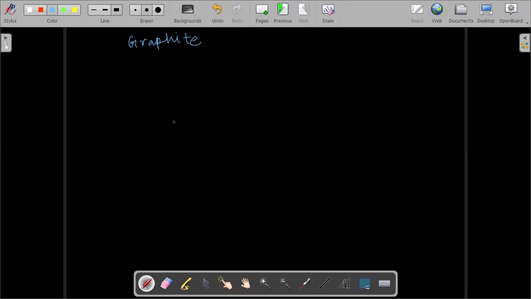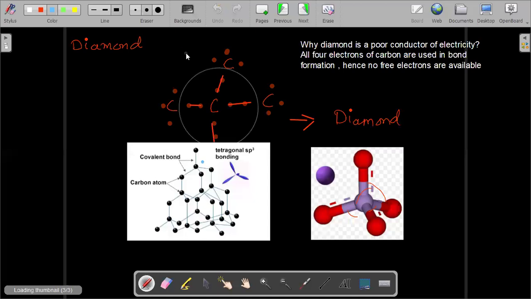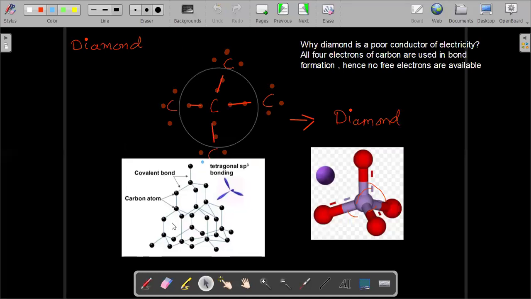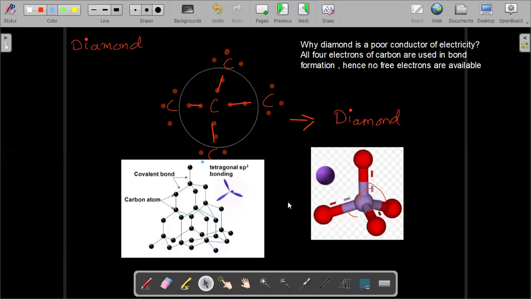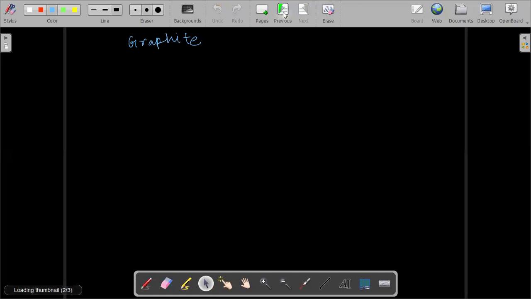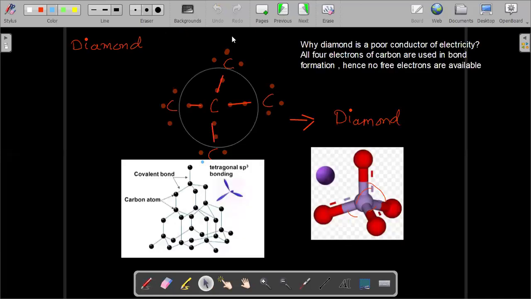Sir, could you show the previous page, sir? Okay. So sir, in which class are we going to get angles between the bonds? Angles between these bonds you will be studying in class 11. Okay, you will get to know about the bond angles.